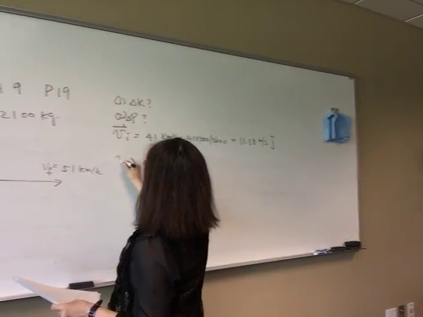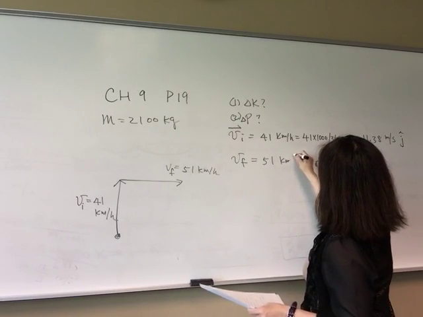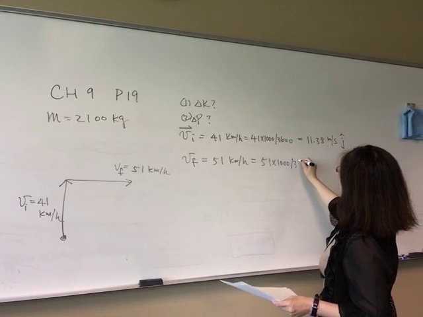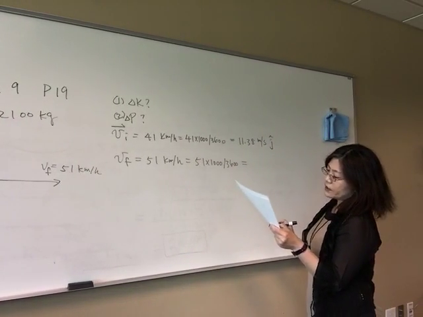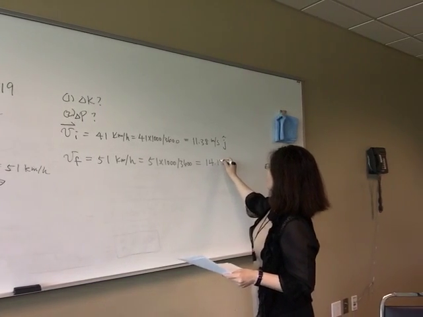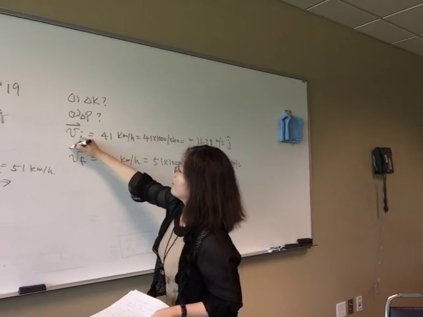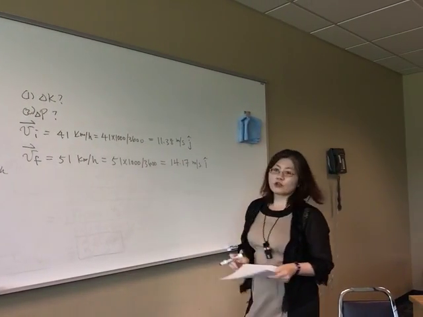Okay. Now vf. So your vf is equal to 51 kilometers per hour. So that's 51 times 1,000 over 3,600. So your vf is equal to 14.17 meters per second. And I'm going to express that in unit vector notation because it's rightward. So you have i hat, but no j hat.